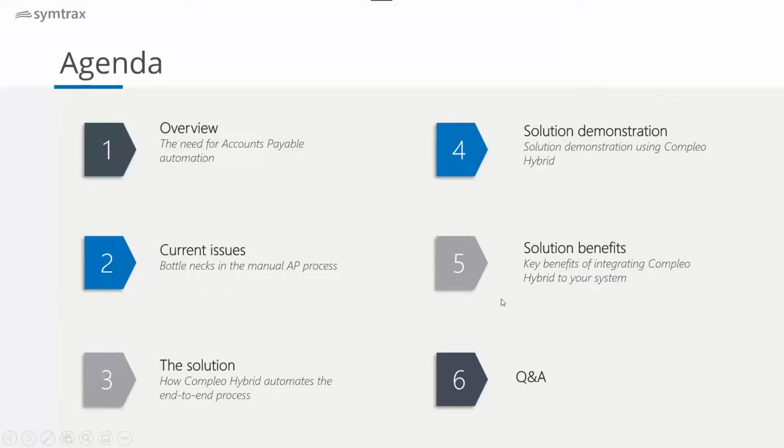So we'll start with the agenda. To start with, I will present you the overview. Here, I will be explaining the need for accounts payable automation. Then I will move on to the current issues, that's basically the bottlenecks that are there in the existing manual accounts payable process. Then I will move ahead to the solution, where I will explain how CombiHybrid, that's our solution offering, can automate your accounts payable process. Then I will move on to the solution demonstration, after which I will explain to you the key benefits of integrating CombiHybrid to your system.